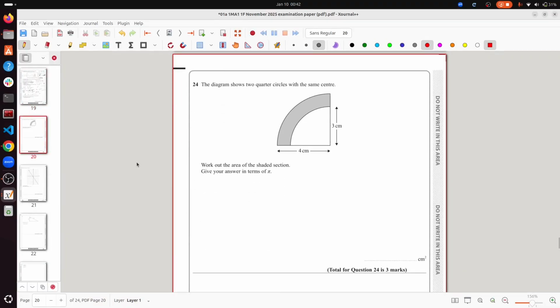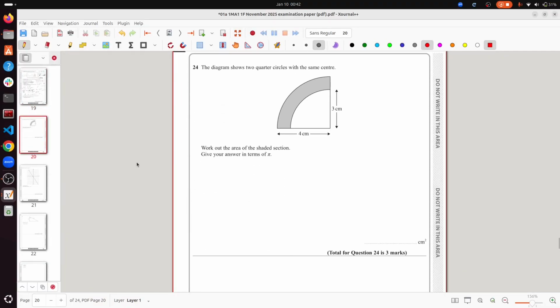Almost there. The diagram shows two quarter circles with the same center. Work out the area of the shaded section. So they need this area. So for us to find this area, we just need to find the area of the bigger quarter circle, take away the area of the smaller quarter circle. It says give your answer in terms of pi. So that means we don't have to use decimals. We can leave our answer in terms of pi.